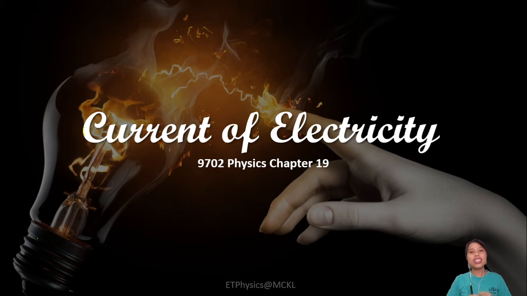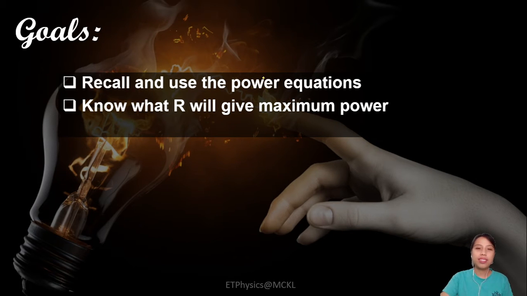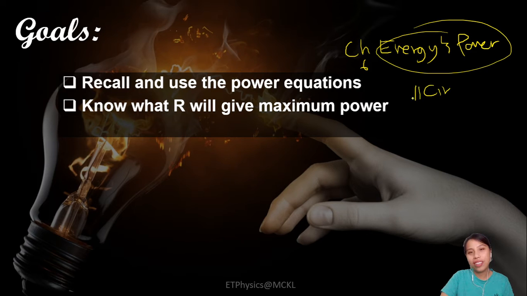Now we have reached a point in the chapter. We're going to look at a lot of application questions. It's not entirely new, but today we'll be looking at what we call power. Power we have seen before a bit in chapter 6, something to do with energy and power. Chapter 6, energy and power. We're going to look at a refresher about this whole idea, but just on circuits.